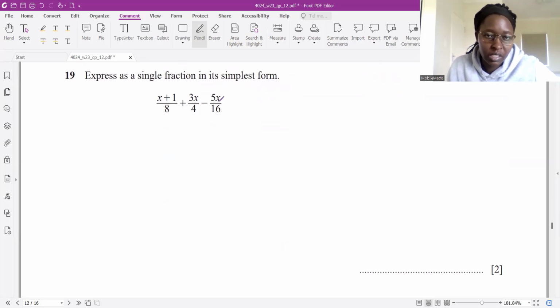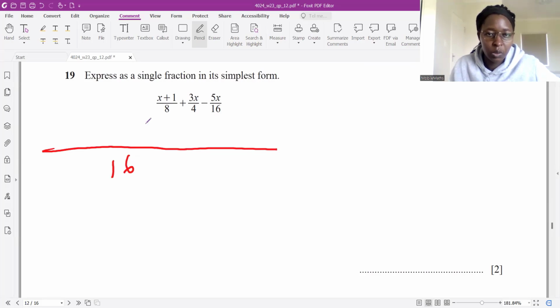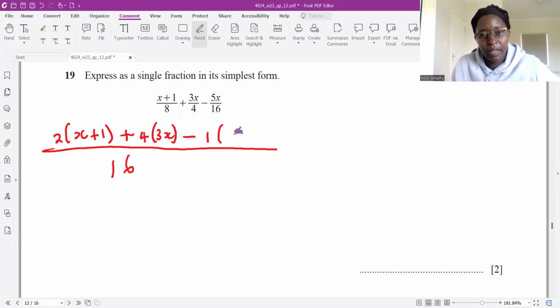Expressed as a single fraction in its lowest terms. So we have to find the lowest common multiple of the bottoms. It's 16 there. So let's put all the terms over 16. 8 into 16 is 2, so we're going to have 2 times (x plus 1), then plus 4 into 16, that's 4 times 3x, then minus 16 into 16, that's 1 times 5x.